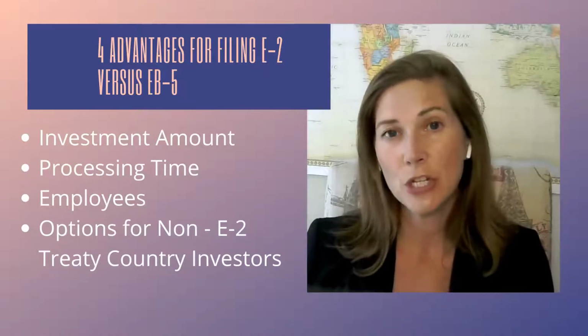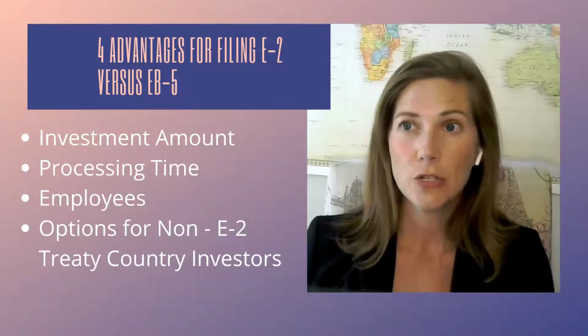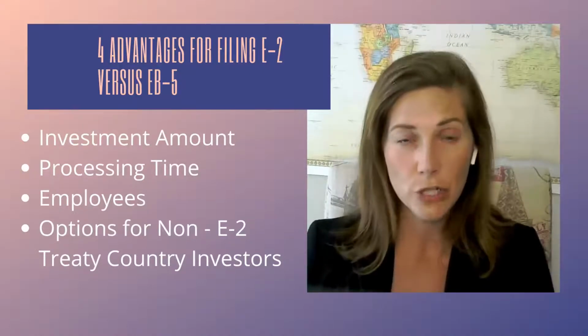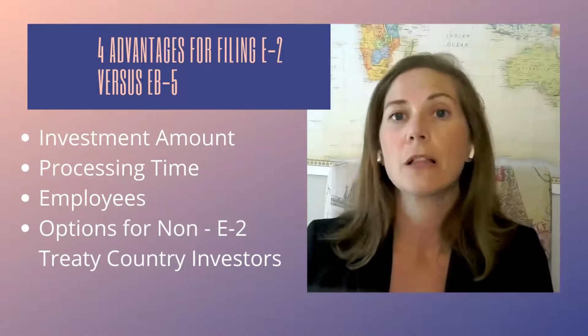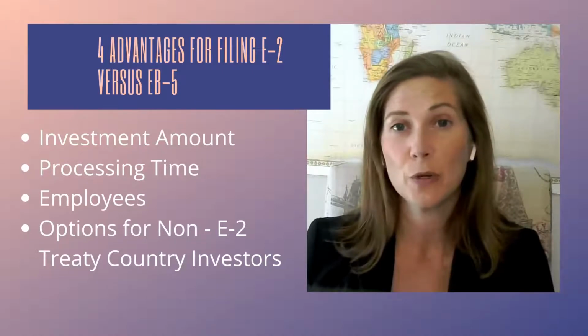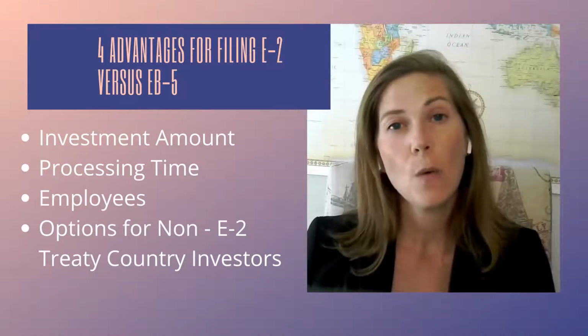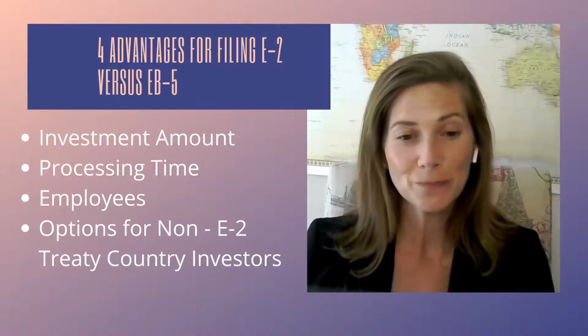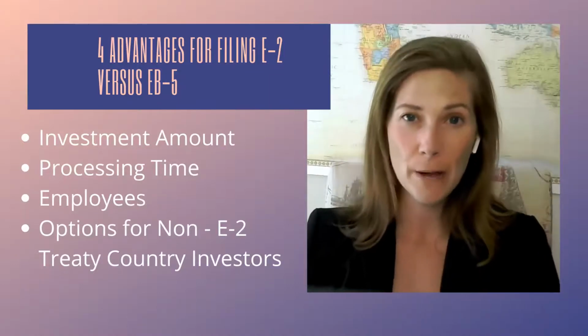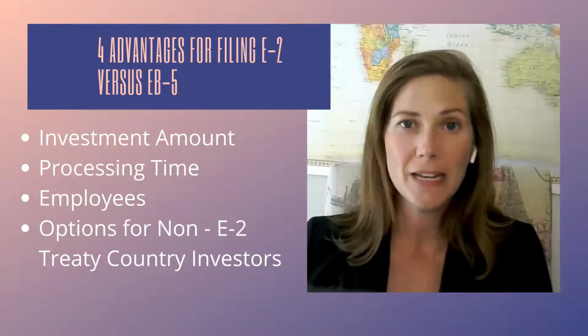Whereas again, with the E-2, you're looking at about 6 weeks. So 6 weeks means you can apply, your spouse can apply, and your children can be included. They're all eligible to come at the same time. Your wife or husband is even eligible to apply for work authorization, and your children are able to go to school.